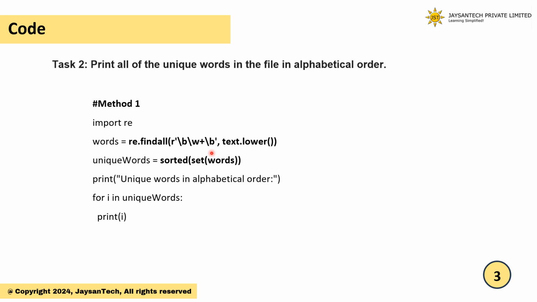Then what are we doing? Unique words. We have to fetch all the unique words, right? So for all the unique words, we are using the set function to convert the words list to a set. Then after converting it to a set, we are using the sorted built-in function and getting it sorted in alphabetical order. Then it is getting printed with the help of the for loop. We are traversing through the unique words and we are printing.